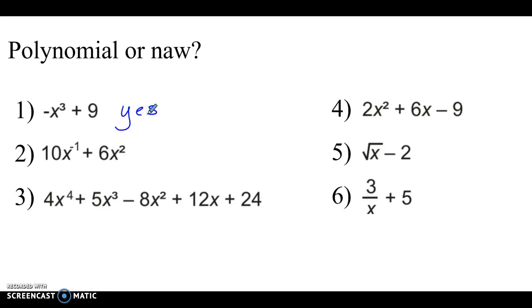Yes. The exponent cannot be negative. Okay? The number in front can be whatever it wants to be. It can be a fraction, it can be a decimal, it can be a negative, it can be anything. The x cannot have a negative exponent. Okay, what about number 2?